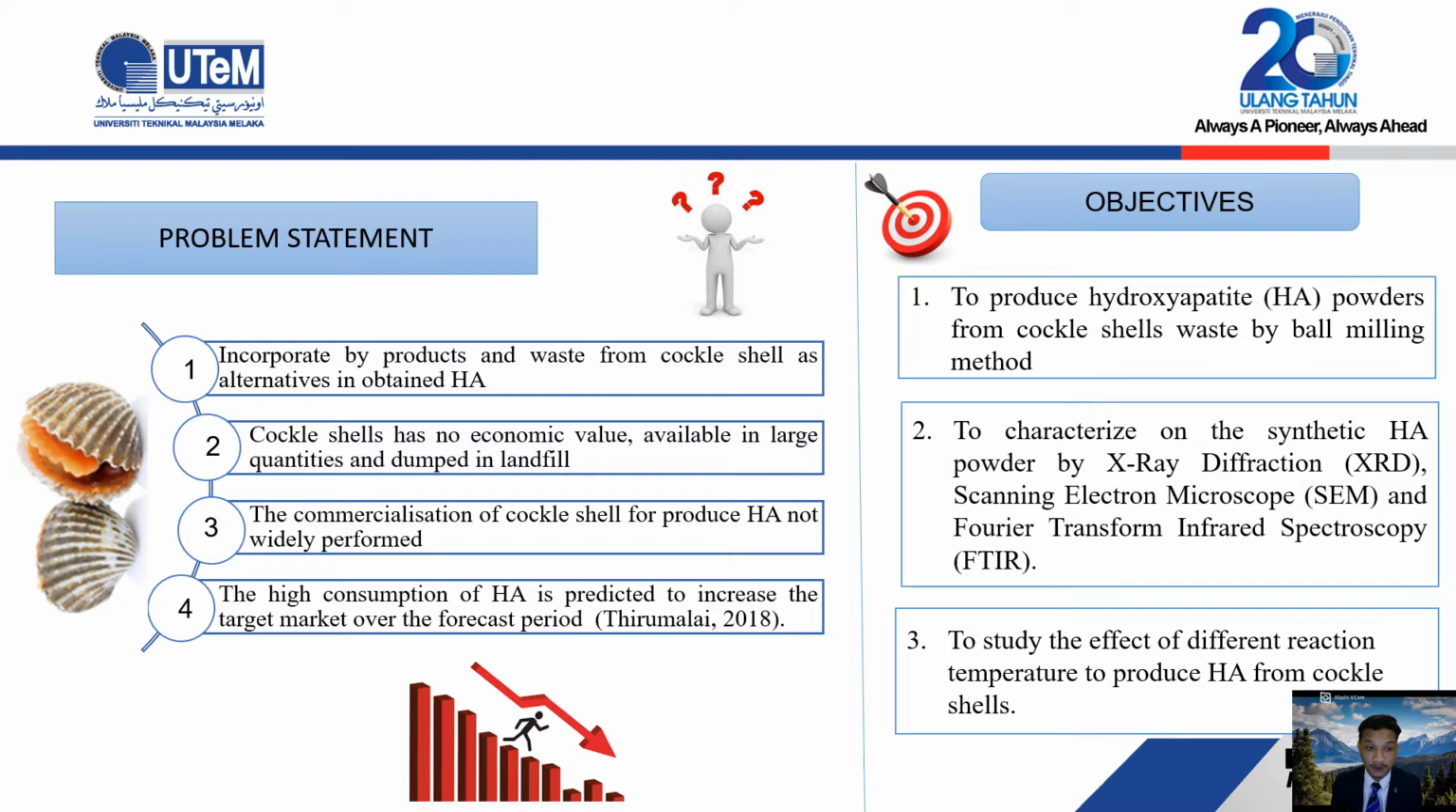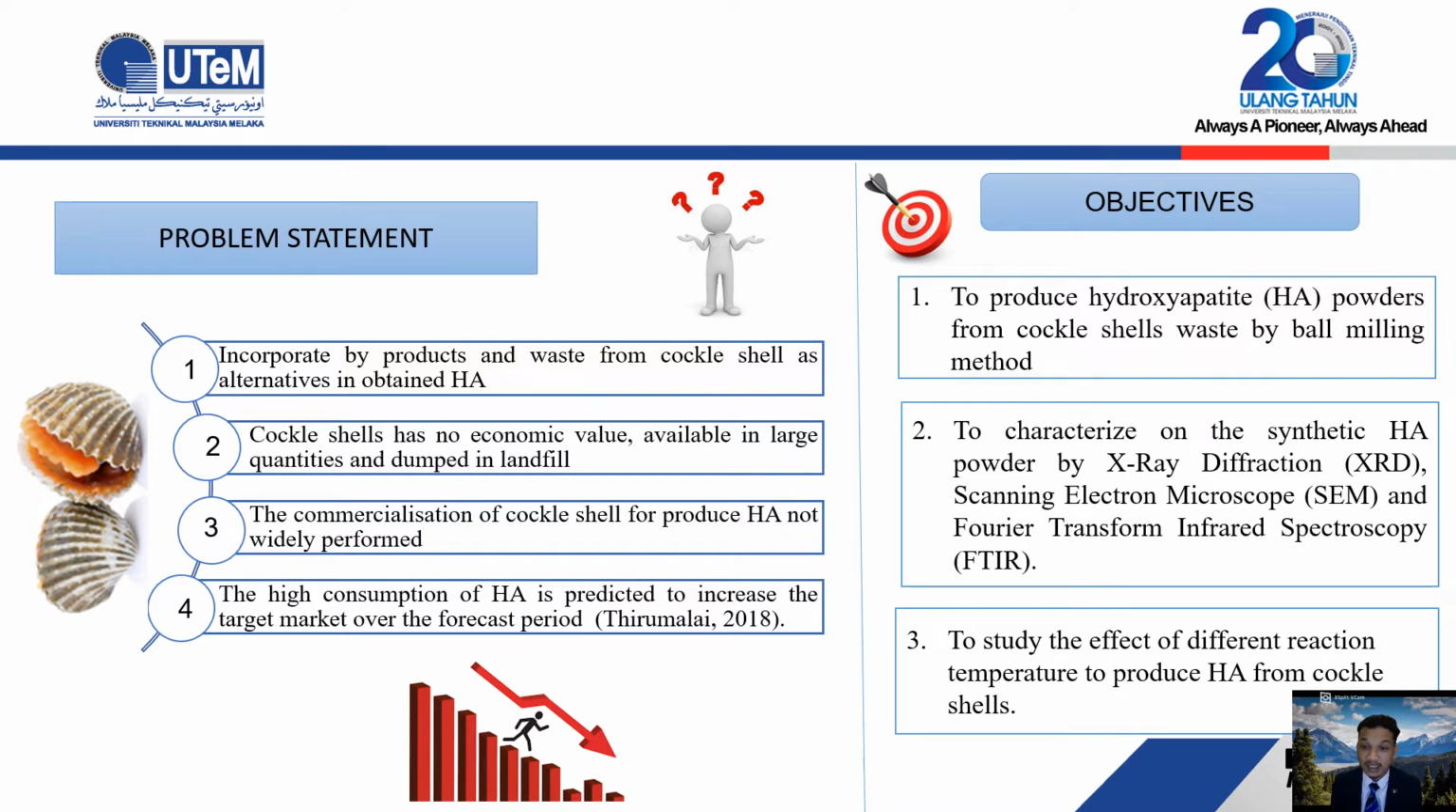Next, we move to the problem statement. First, incorporate byproducts and waste from cockle shell as an alternative in obtaining HA. Next, cockle shell has no economic value, is available in large quantities, and is dumped in landfill. Third, the commercialization of cockle shell to produce HA is not widely performed. Lastly, the high consumption of HA is predicted to increase the target market over the forecast period, as stated by Chirumalai.